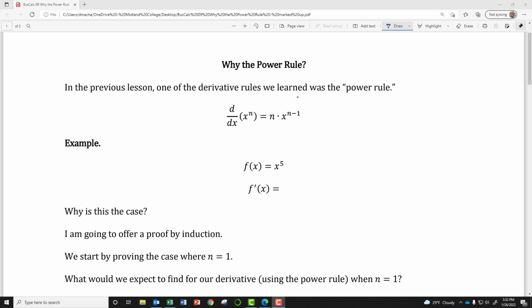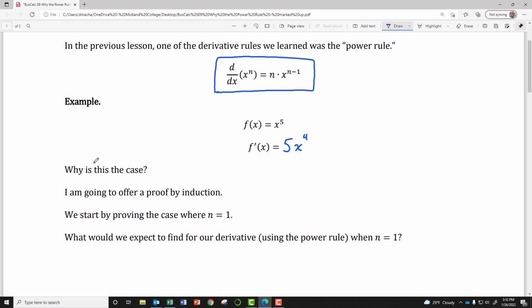Now, in the previous lesson, one of the derivative rules we learned was called the power rule. Here I have stated the power rule, basically as we learned it. As an example of the application, if I have the function x to the power 5, the derivative of that function would be 5 times x to the power 4. So the exponent decreases by 1, and the old exponent comes out in front and becomes a coefficient. In this video, we're going to explore why this is the case.